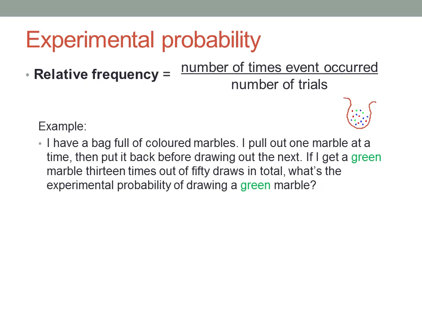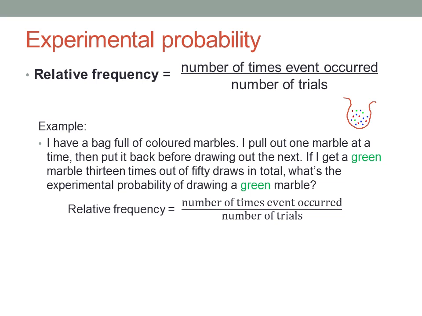Or, suppose I have a bag full of marbles. I'm going to pull one marble out of the bag at a time, and put each one back and shake up the bag before pulling out the next. If I do that 50 times, and I get a green marble 13 times out of those 50 draws, then what's the experimental probability of getting a green marble?